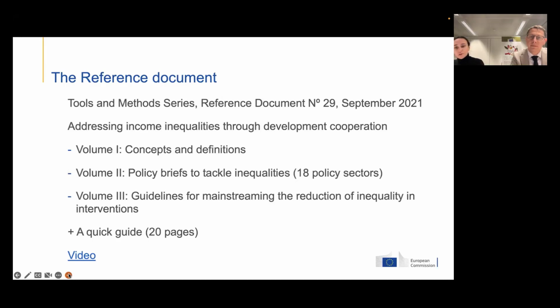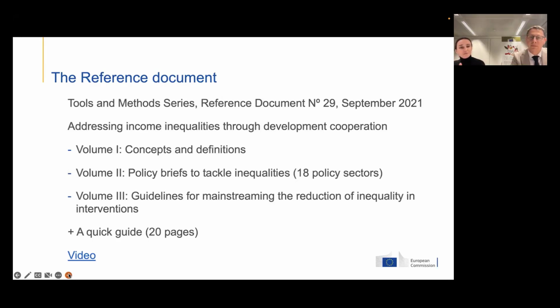But even if we focus on it, it doesn't mean that we do not consider the multiple aspects of inequalities. That's why in the second volume of the reference document, we have worked on 18 policy sectors, reflecting all the sectors to which income inequality could be related. So social protection, fiscal, environment, climate change, employment, etc. And we will continue to review that through the week.